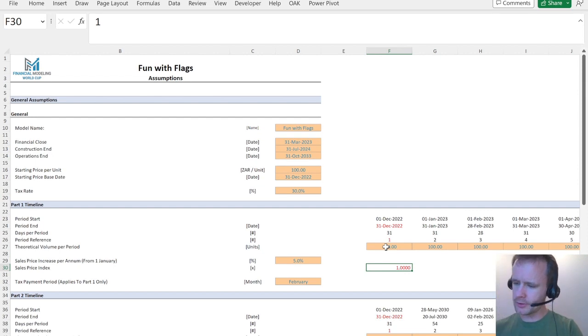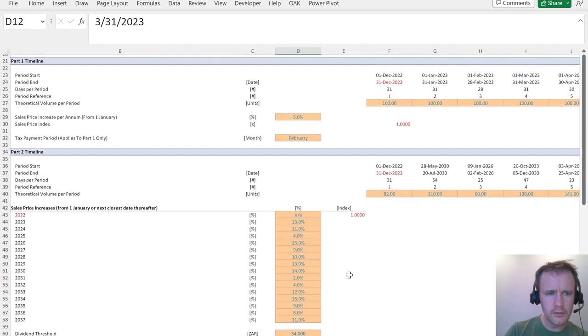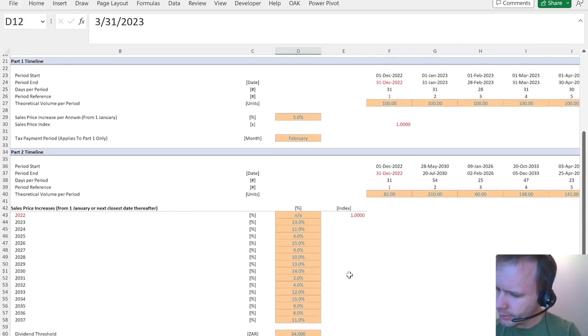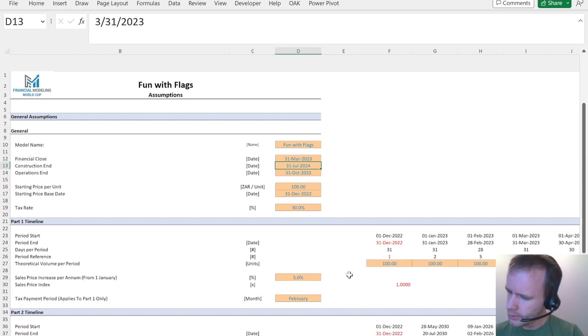Fine. The following assumptions will take you through this part. Important information. Financial close 31 March 2023. That's here. Fine. So let's keep moving. Construction starts the day after financial close, ends 31st July 2024. So that's all here. Yes. Operations starts the day after construction ends and ends 31st October. Fine. Assume end of period cash flows. Good. Financial close will not overlap in a single model period. This assumption changes for part 2. Oh boy. Okay, that's alarming. I'm going to underline that.